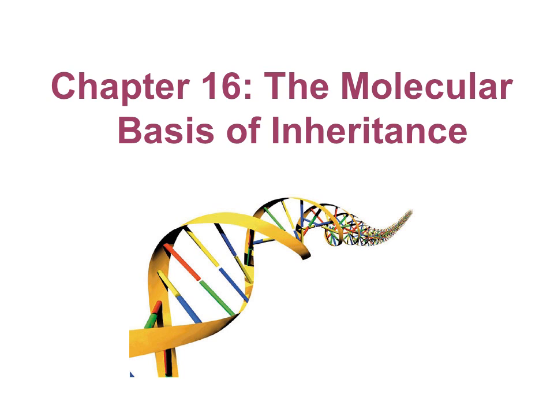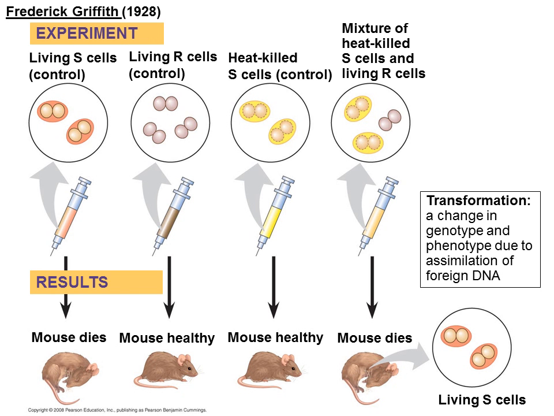Welcome to Chapter 16 about DNA and DNA replication. First, we're going to talk a little bit about an experiment that Frederick Griffith did in 1928, showing that there was some form of genetic information that could be passed from one cell to another.